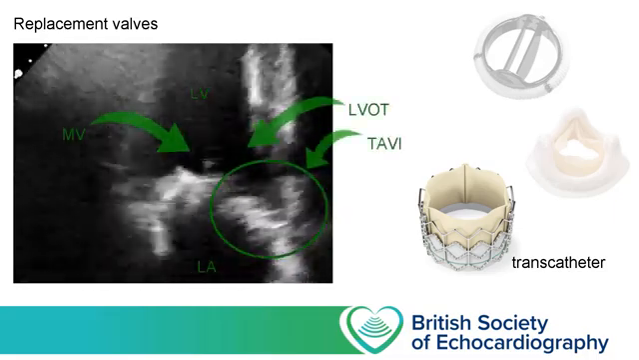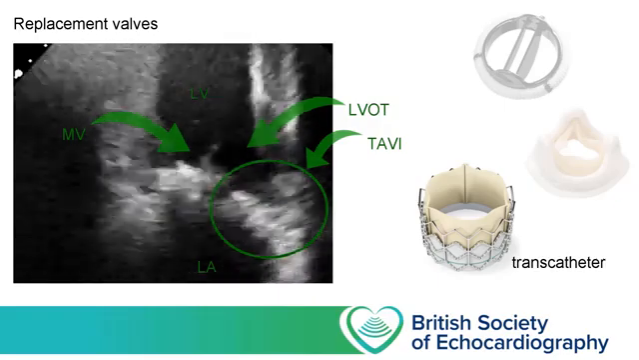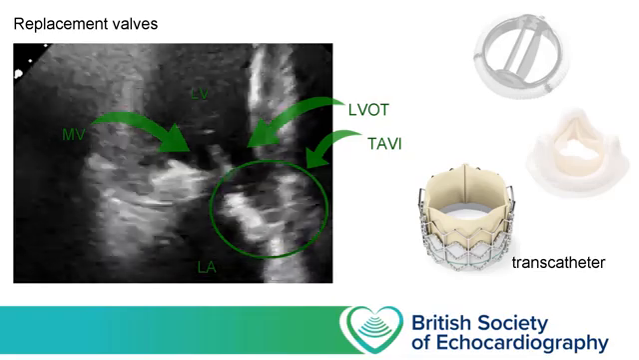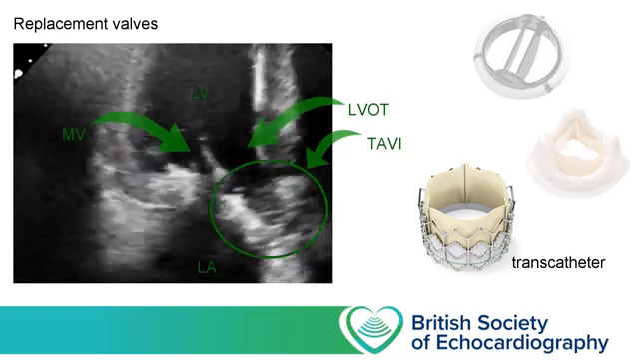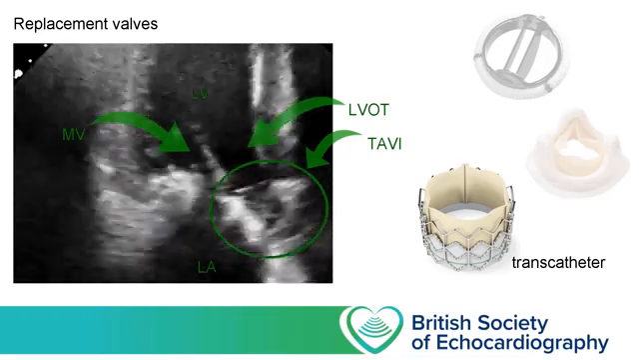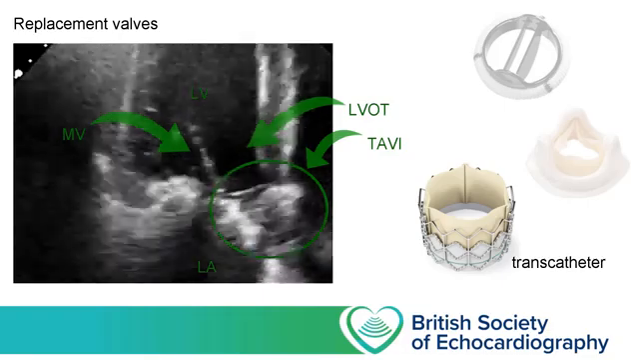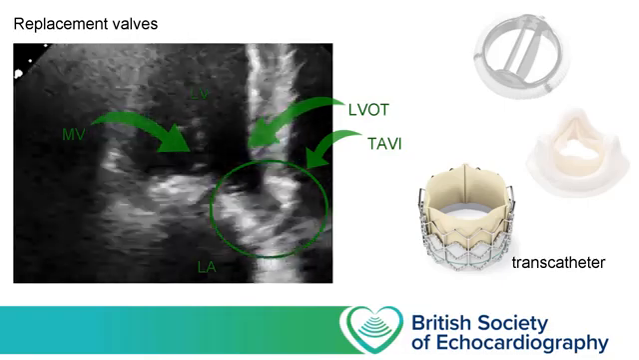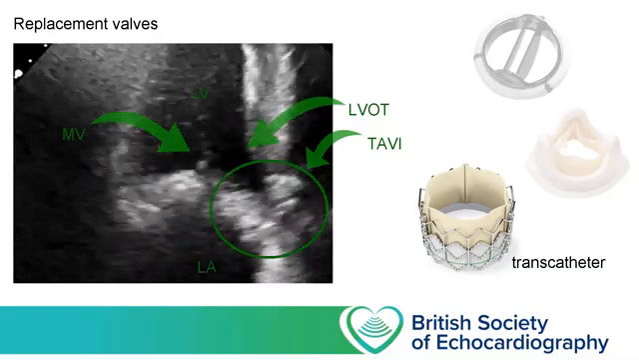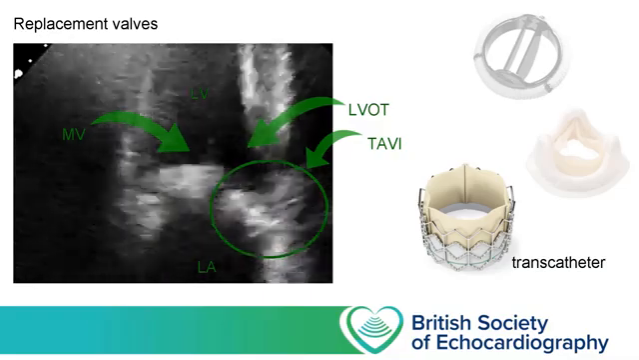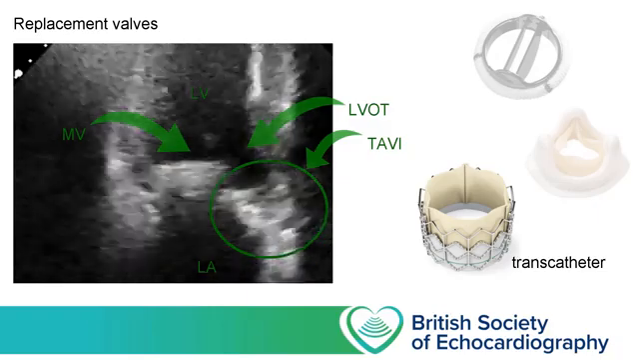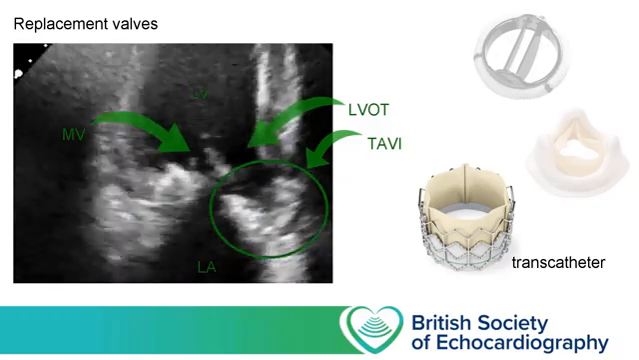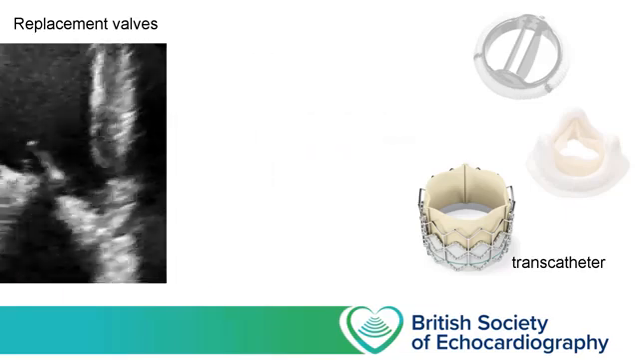The TAVI couldn't be well visualised in the parasternal or apical 5-chamber view, and so this is an apical 3-chamber view, which you can imagine is a mirror image of the apical 5. So here we've got the left ventricular outflow tract and the aortic valve position to the right of the mitral valve as we see it. The leaflets are invisible, but we can see two bright parallel lines which represent the frame of the TAVI. The valve appeared to be working well and was not felt to be the reason for the patient's deterioration.